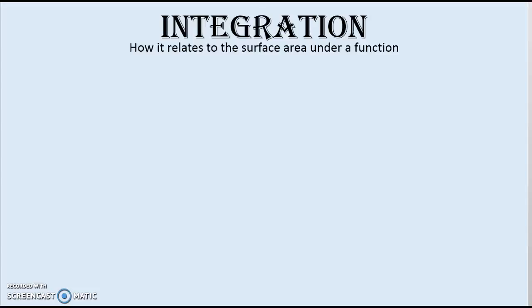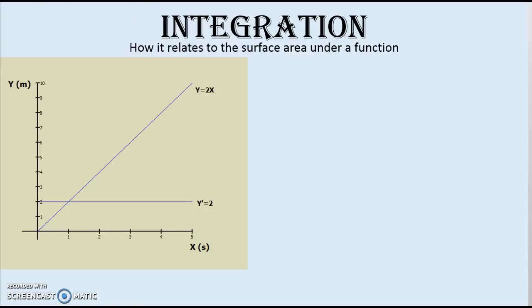Hi, in this video I hope to explain how integration leads to the surface area of a function. For that I will draw in two functions in a graph. Y is 2x and y accent is 2, so that's the derivative of this one. Alright, and I assume you know how to calculate a derivative.